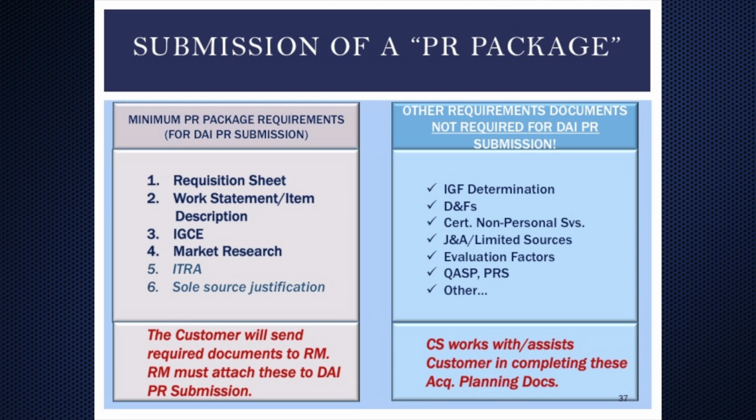Number 2 is the work statement, if it's a service, or PWS, performance work statement, also called a statement of work, SOW, if you've seen that. If it's a supply, number 2 can also be an item description.